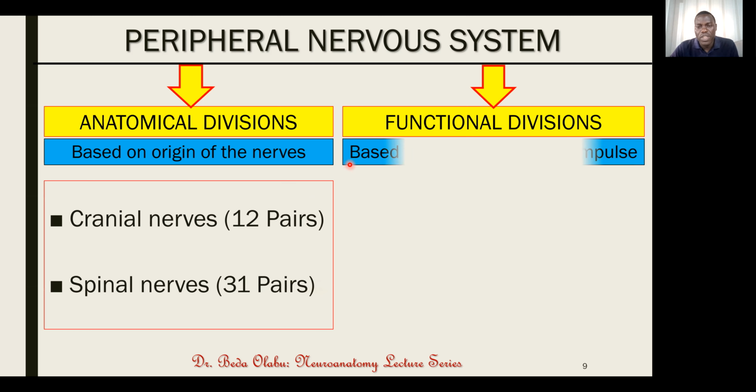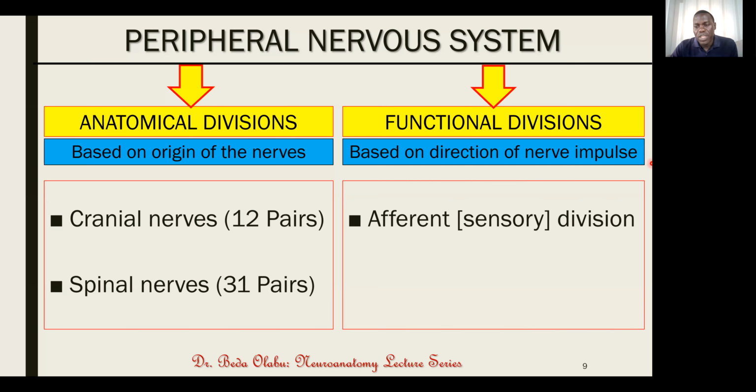The functional division of the peripheral nervous system is based on the direction of the nerve impulses within those nerves. If the nerve impulse is towards the central nervous system, then we call it the afferent division of the nervous system. The afferent division serves a sensory function, so you can call it the sensory division. If the nerve impulses are away from the central nervous system, then we call it the efferent division. The efferent division is what we call the motor division. Remember, the afferent division carries impulses from sensory receptors to the central nervous system. The efferent division carries information that is supposed to be executed from the central nervous system to the effectors. So this is afferent, this is efferent division.